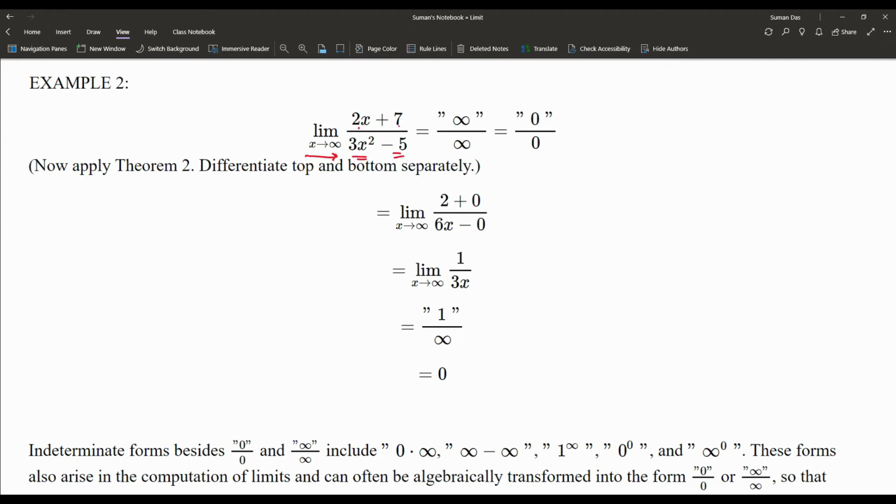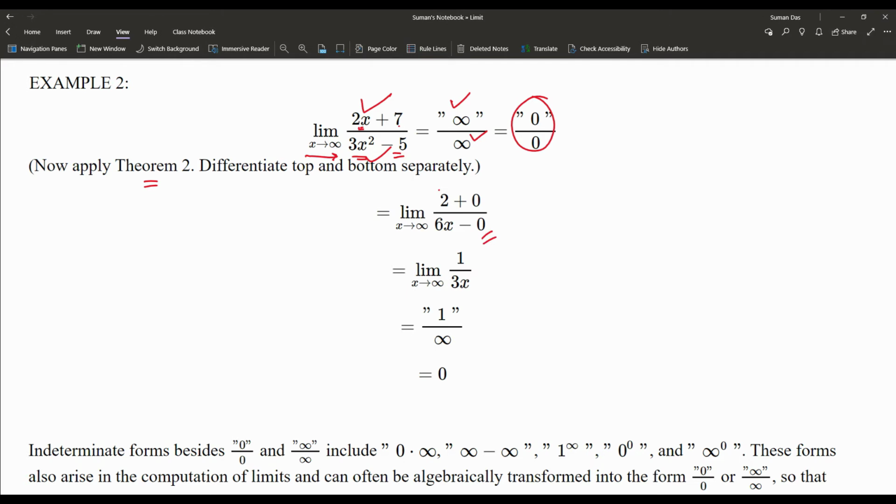So putting the value of x as infinity here, we are getting infinity by infinity or 0 by 0. So here also we are using theorem 2 of L'Hopital's rule and differentiating the numerator and denominator separately. That means after first order differentiation of the numerator, that is 2 into x plus 7, we are getting 2 plus 0, and for the denominator, that is 6 into x minus 0.